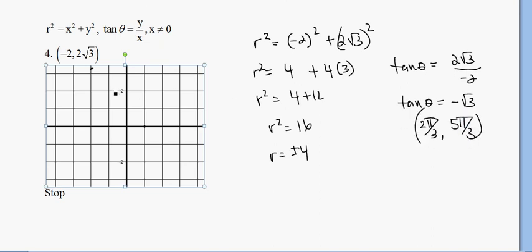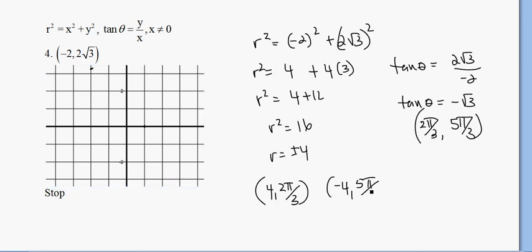So since I want a second quadrant angle, I want my radius to be positive. So that'll be 4 comma 2 pi over 3. If I want to use 5 pi over 3, I'm going to need a negative radius, so that's negative 4, 5 pi over 3. And if I wanted to use a negative angle, if I went from here all the way to here, that would be negative 4 pi over 3, and that would be 4. So that's 3 different representations, even though it didn't say that in the directions.